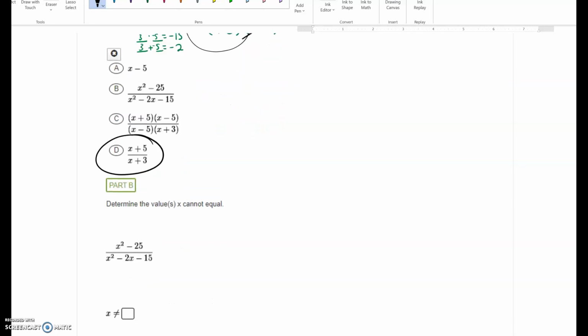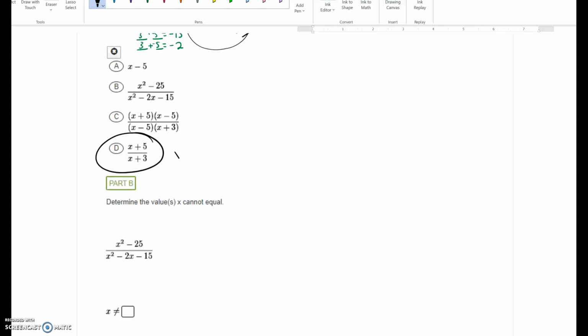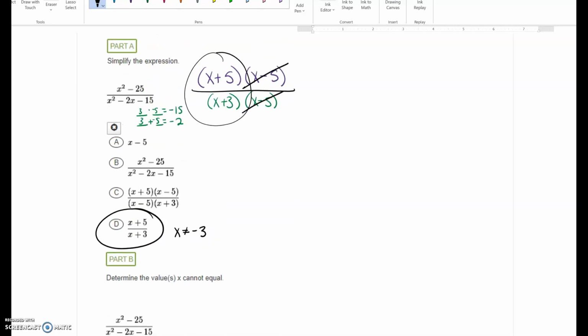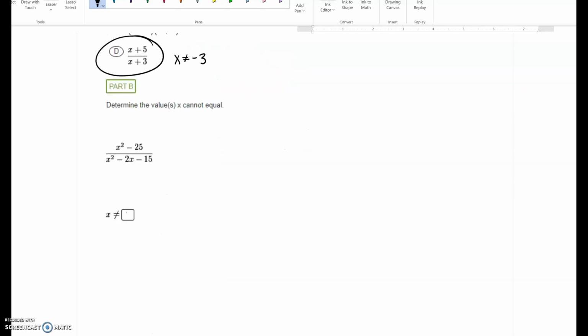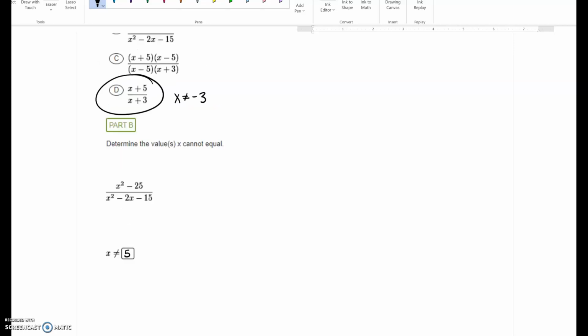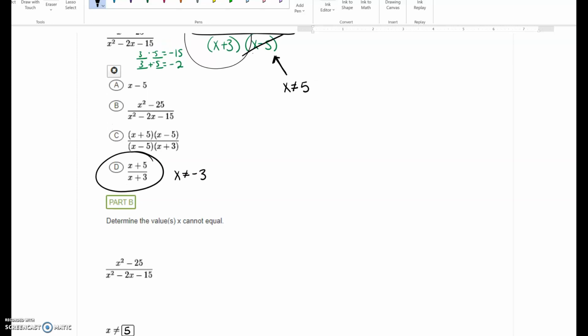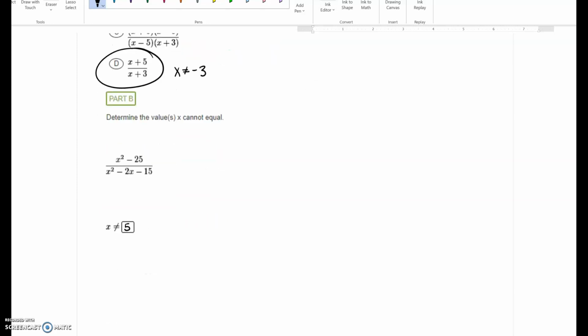Determine the values that x can't equal. Now we know from here that x can't equal -3. We can see that that is assumed. The one that we can't see anymore is this one. So because we crossed off x minus 5, we have to include that x can't equal +5. So here, x can't equal +5. Whatever factor you crossed out when simplifying part A, that's the x value that the function can't equal.